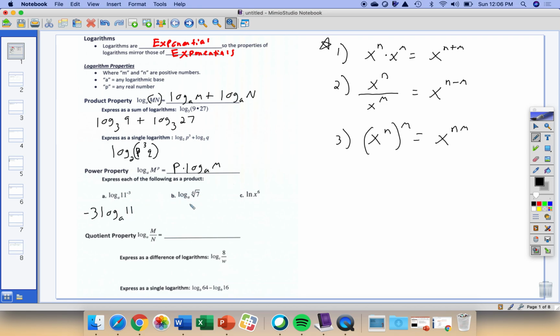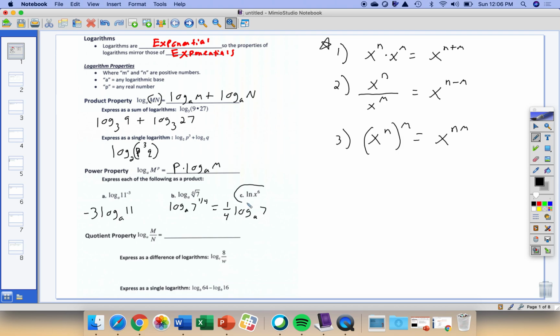For this one, I need to rewrite this log because I don't see an exponent here. But I have the fourth root of 7. The fourth root of 7 is the same thing as 7 raised to the 1/4, right? Taking the fourth root is the same as raising it to the 1/4. And now I can go ahead and use my power property, and I end up with 1/4 times log base A of 7.